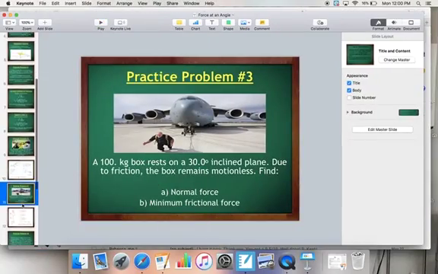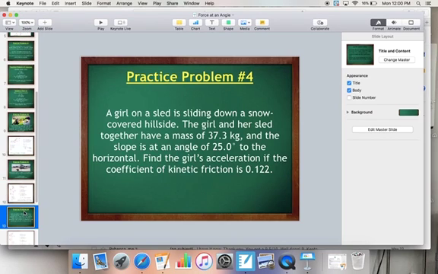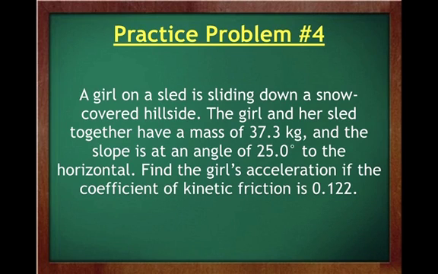So let's take a look. Same idea, here you go. Practice problem number 4. This one is a similar problem, where a girl on a sled is sliding down a snow-covered hillside. The girl and her sled together have a mass of 37.3 kilograms, and the slope is at an angle of 25 degrees to the horizontal. Find the girl's acceleration if the coefficient of friction is 0.122.